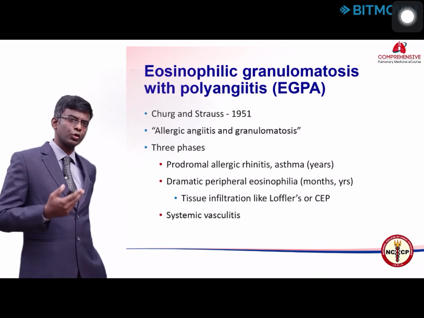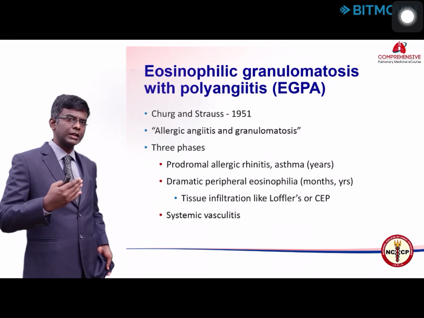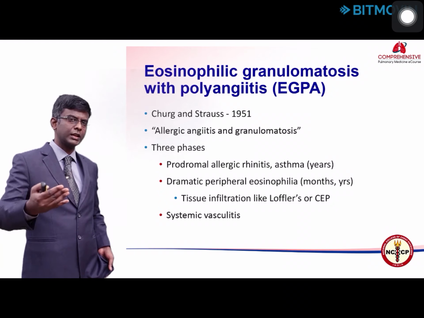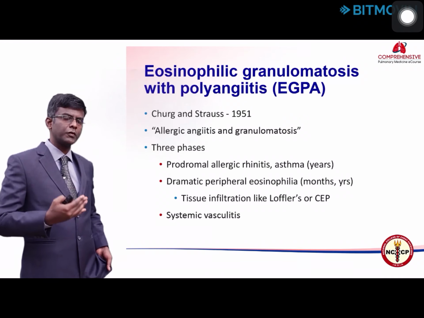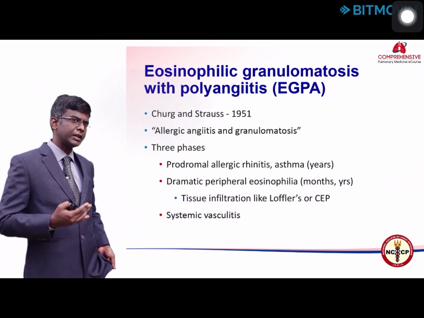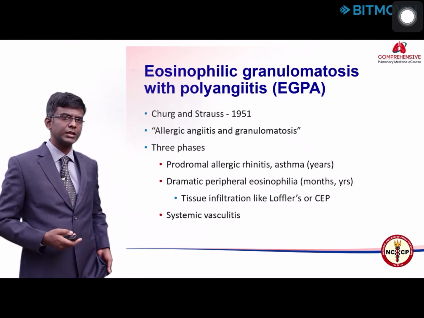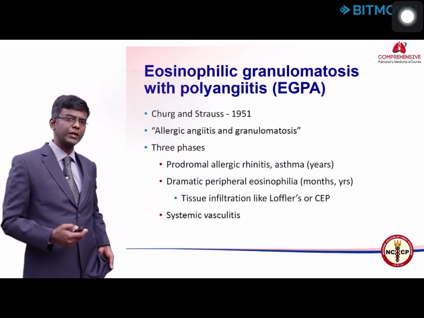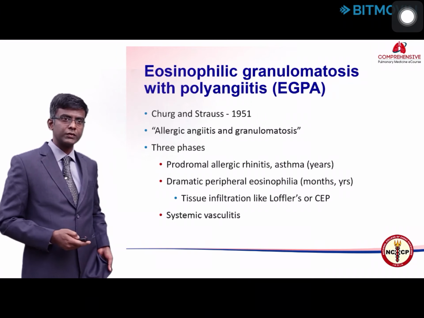The patients progress through 3 different phases. For years, the patients may present only as asthma and allergic rhinitis. But just like our index case which I described at the beginning, the asthma gets out of control and there is dramatic peripheral eosinophilia. And at this point, there is tissue infiltration by eosinophils. And in the last stage, there is systemic vasculitis involving multiple organs and end organ dysfunction occurs.